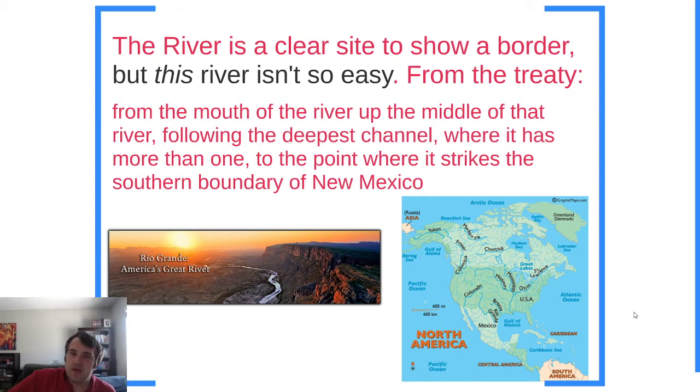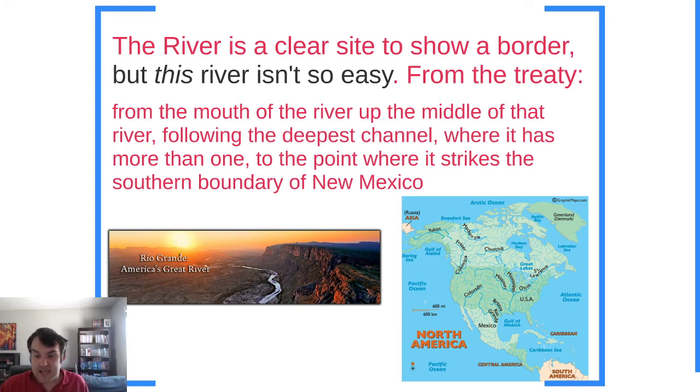So a river is generally a pretty easy spot to see in real life and on a map. And okay, the river's the border. I get it. And I guess it's understandable that each country would use about half the water in the river. And here's the part from Article 5 that talks about the river. From the mouth of the river, up the middle of that river, following the deepest channel, where it has more than one, to the point where it strikes the southern boundary of New Mexico.